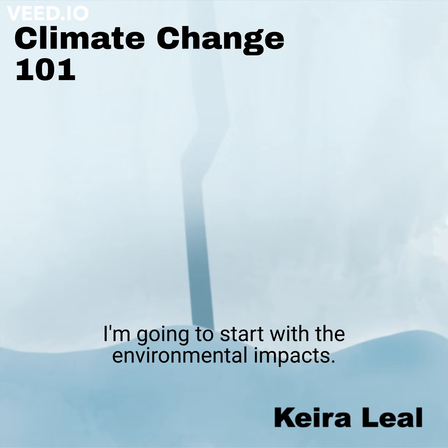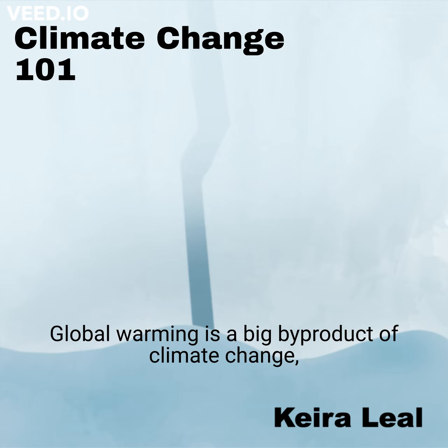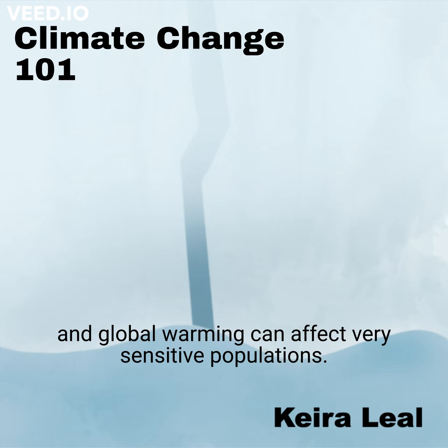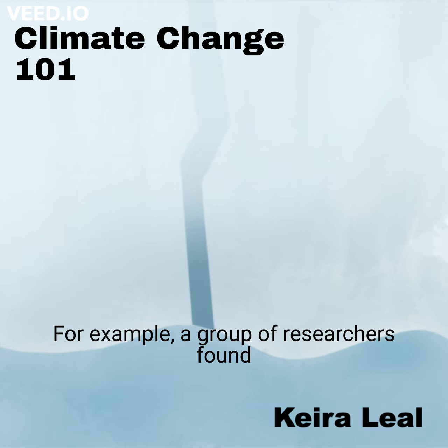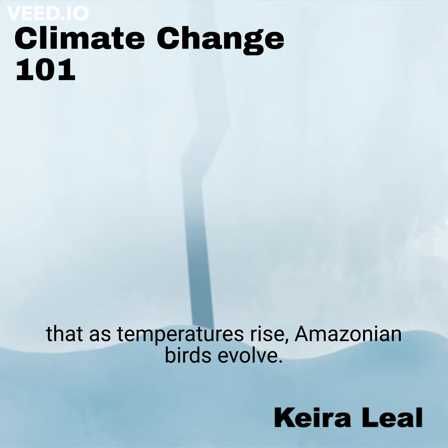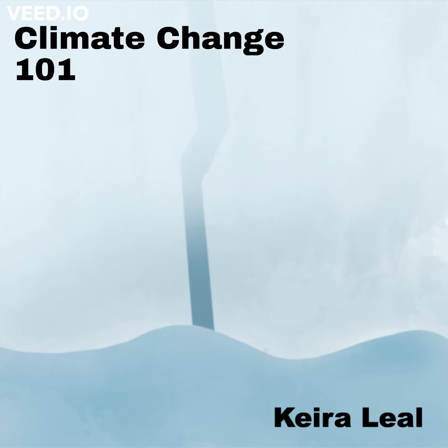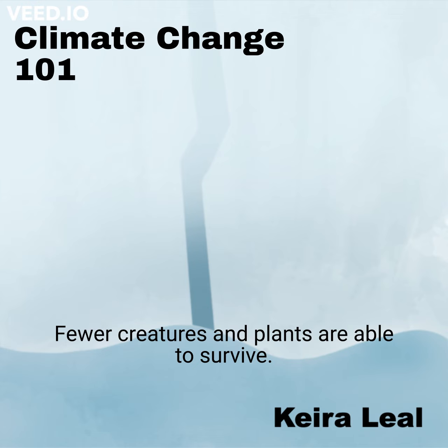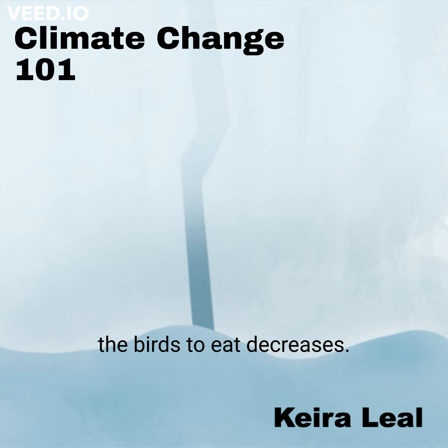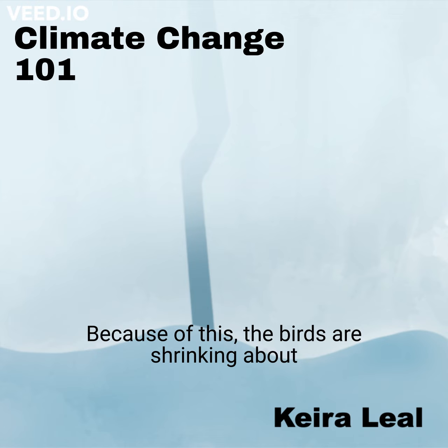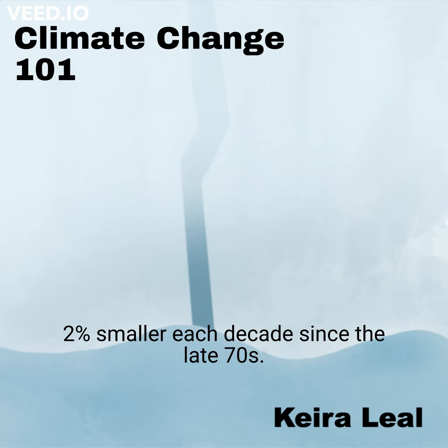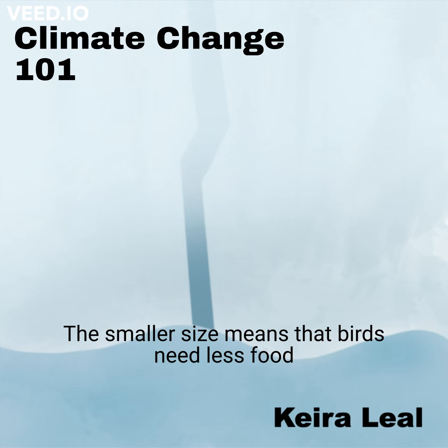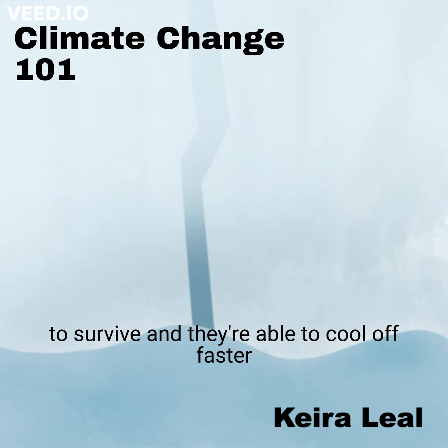I'm going to start with the environmental impacts. Global warming is a big byproduct of climate change, and global warming can affect very sensitive populations. For example, a group of researchers found that as temperatures rise, Amazonian birds evolve. Fewer creatures and plants are able to survive, therefore the food available for the birds to eat decreases. Because of this, the birds are shrinking, about 2% smaller each decade since the late 70s.